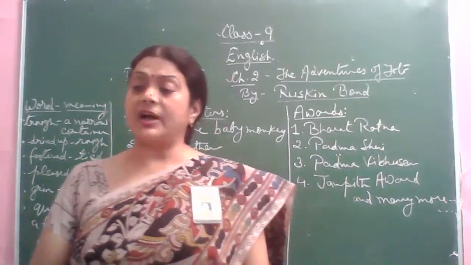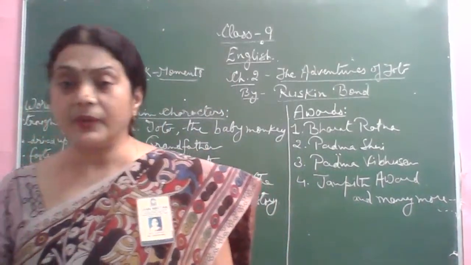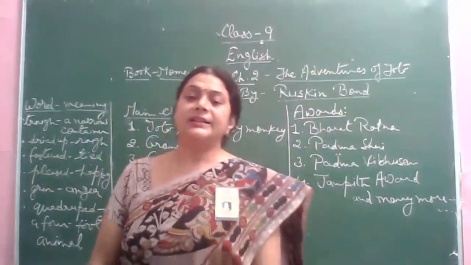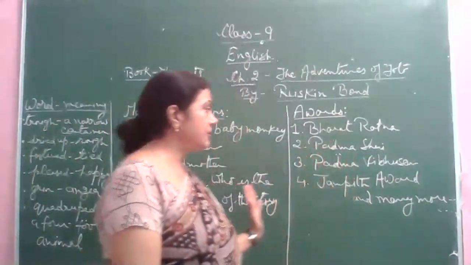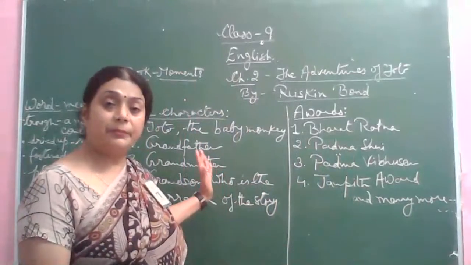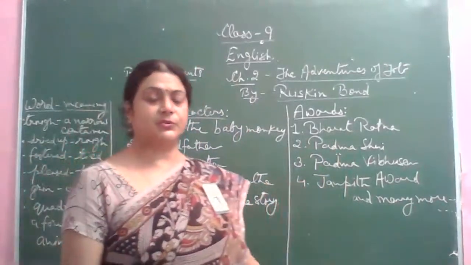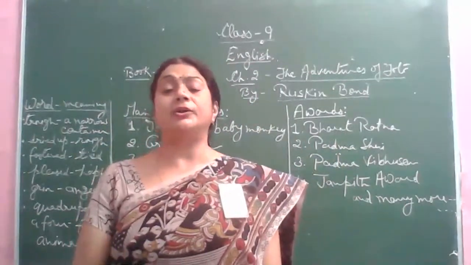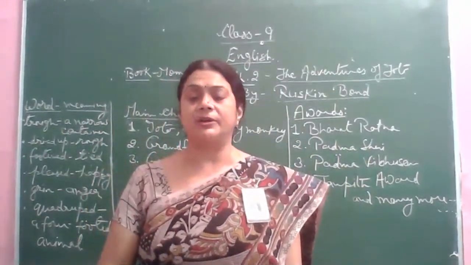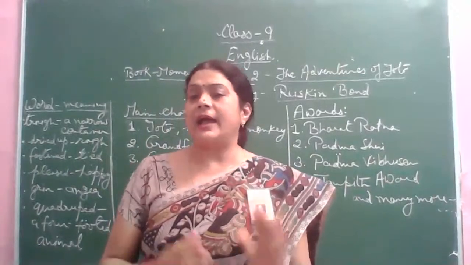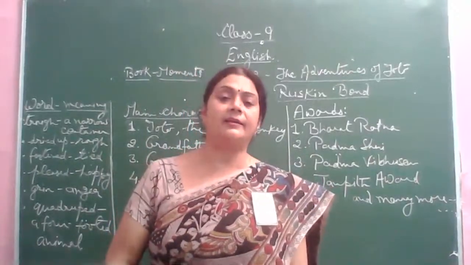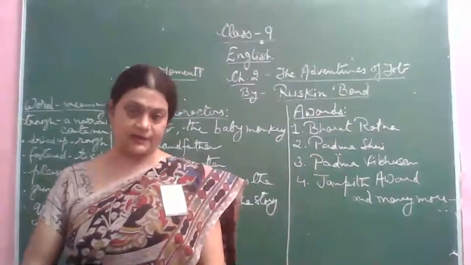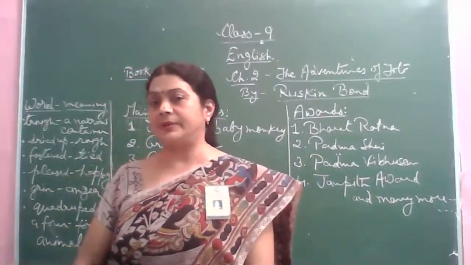Now, to start with the story, this grandfather is also a very major character of the story, apart from the narrator who is the grandson, and Toto is the chief character. Grandfather was an animal lover. He had a private zoo in his house. He loved animals very much.